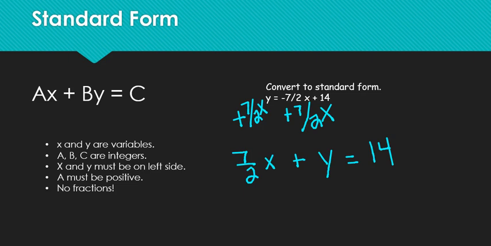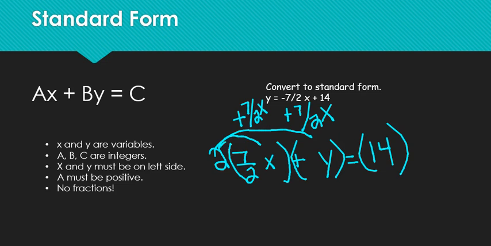Now, we can't have fractions, so the only way to get rid of a fraction is to multiply that fraction by its denominator, and the denominator will cancel out. So I need to multiply 7/2 x by its denominator, 2. If I multiply that term, I have to multiply every term in my entire equation. All the terms have to be multiplied by 2.